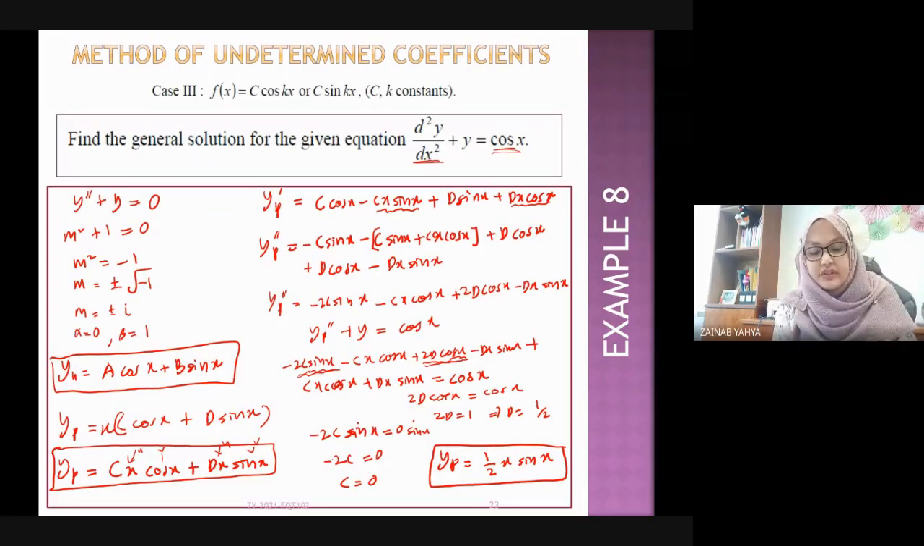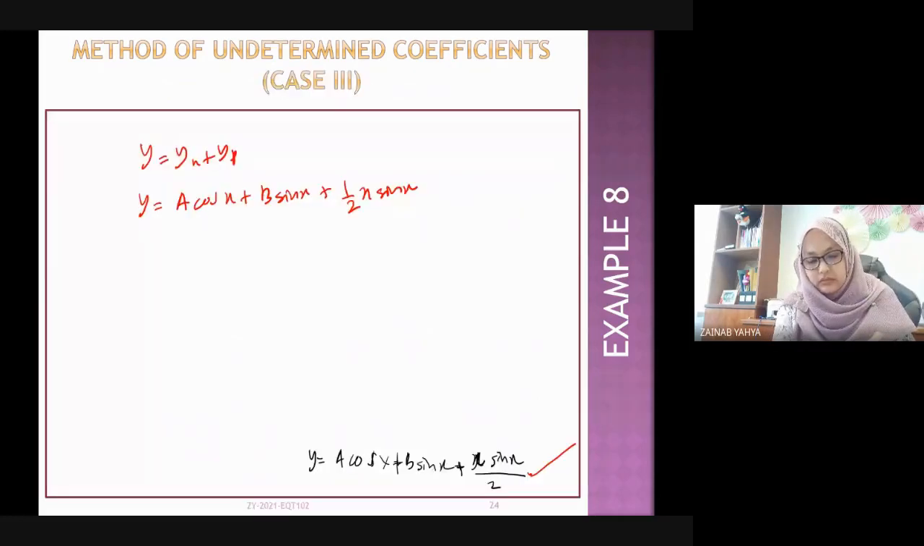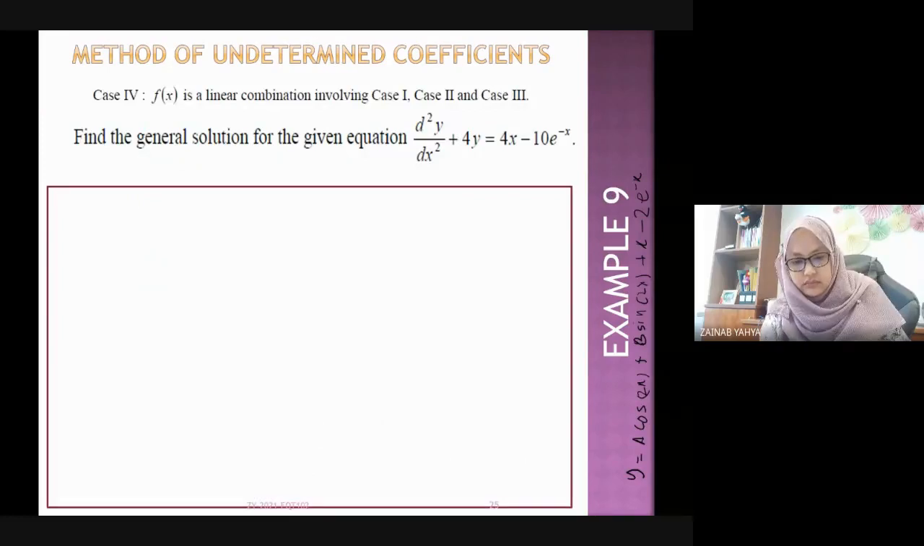So is there any question on this example? Case 3. Okay, you only multiply by x when you have the same term in yh. If not, we just proceed. Okay, you must know how to compare. So we obtain for case 3. So next, case 4, which is the linear combination of case 1, case 2, or case 3. Okay, if you keep quiet, I'll assume that all of you understand so far.